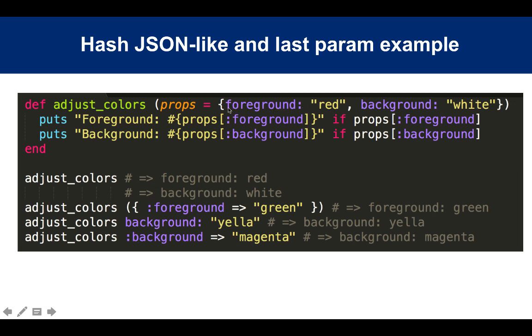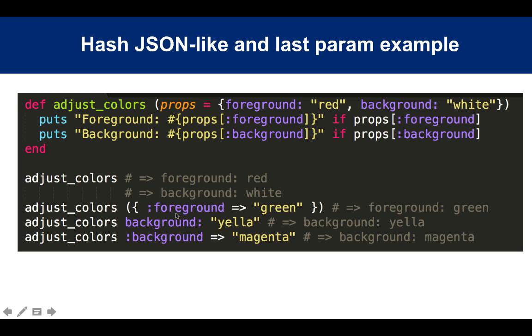And this is a hash, and you're specifying the key values not with that arrow, but because foreground is a symbol, you just do foreground colon, background colon, which looks exactly like JSON. And then you could do props foreground to actually output it if it exists, and background if props background exists. So adjust colors, and if you don't pass any parameters, it will print out foreground is red and background is white because you didn't pass anything in, so it will automatically use the default parameter.